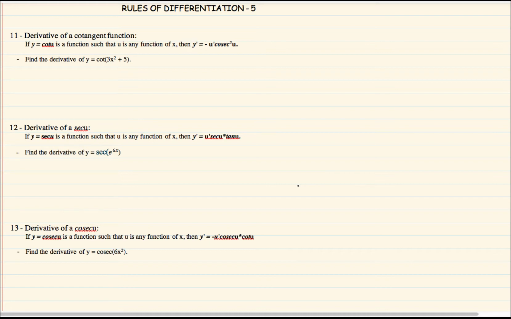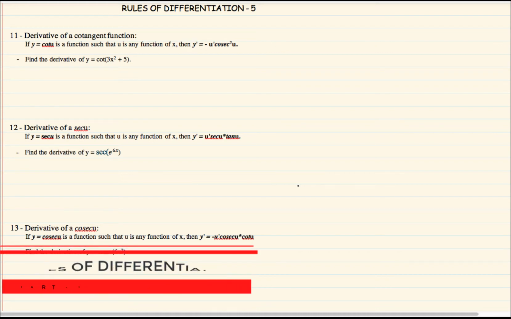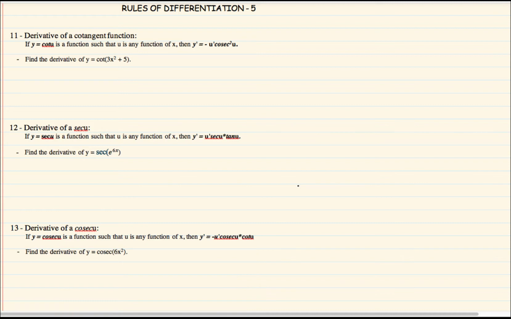Welcome. So we're going for the second part of the rules of differentiation for trigonometric functions. We'll see the cot, the sec, and the cosec functions. The first one, the cot. It says that if you have cot of u, cotangent of u, and u is a function of x, what we basically do to find its derivative is we differentiate the argument, which in this case is u, and then multiply by cosec square of u, the argument without any touch.